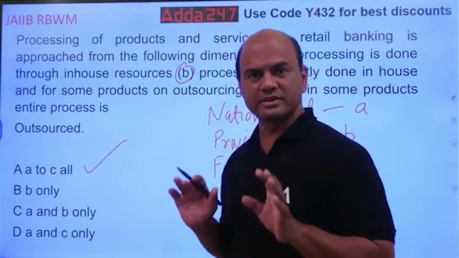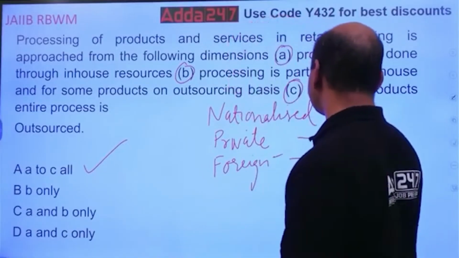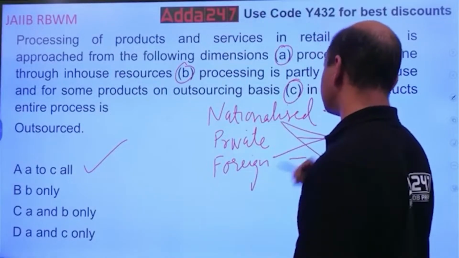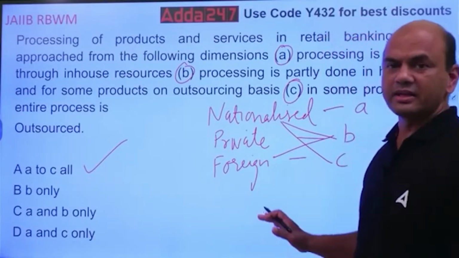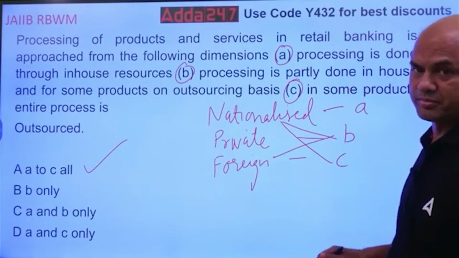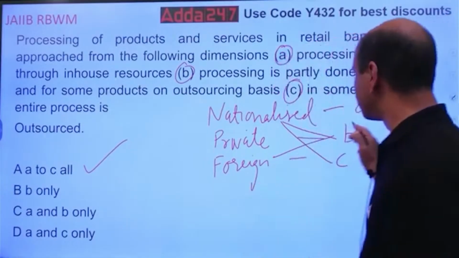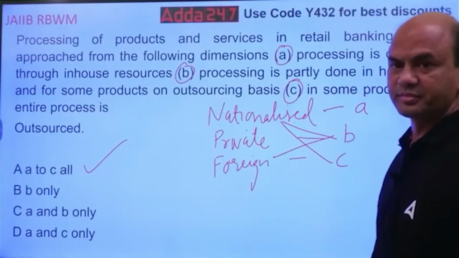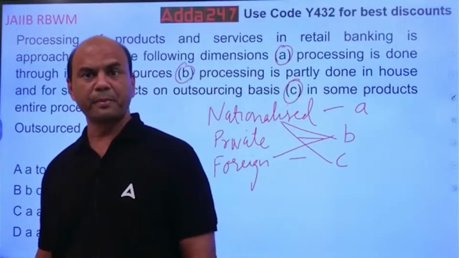Now, practically things are different. Practically, even foreign banks follow this B model. Even nationalized banks follow this B or C model also. It depends on bank to bank. Practically, every bank has a freedom. But if in exam the question comes, you have to write this answer: nationalized A, private B, foreign C. If in exam they ask you, okay?